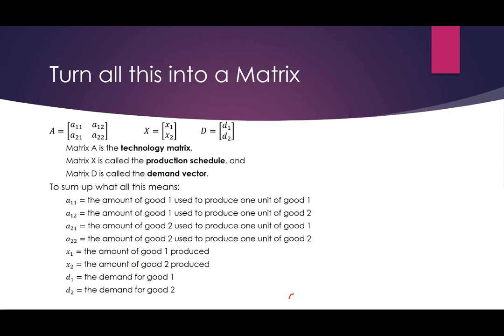So to sum up what all these different letters and variables mean, again, I've outlined it here already, but it's there one more time for you to understand. If you want to think of lumber and steel again, think 1 refers to lumber and 2 refers to steel. So lumber making lumber, lumber making steel, steel making lumber, steel making steel, total amount of lumber, total amount of steel, demand for lumber, demand for steel.